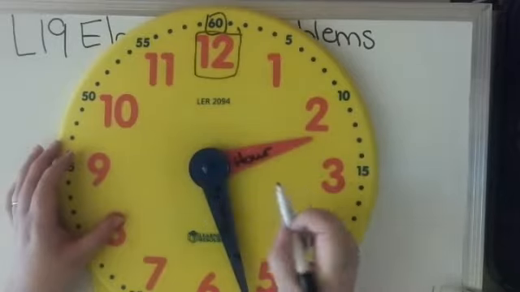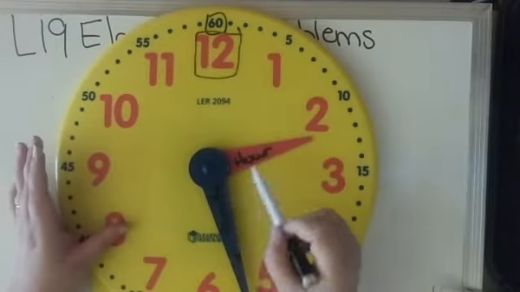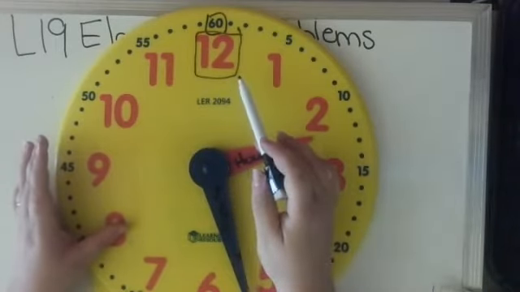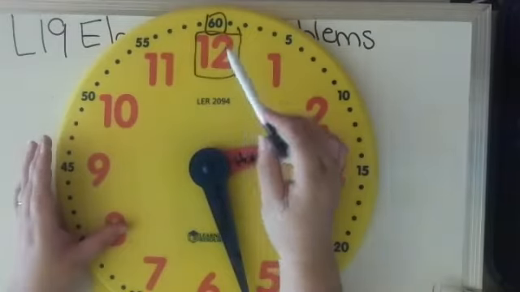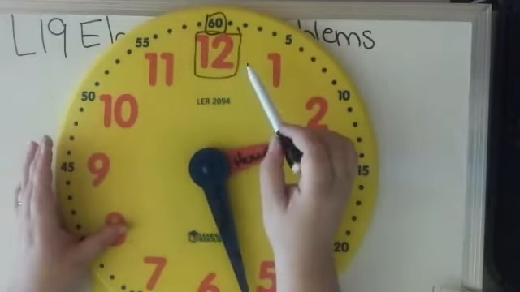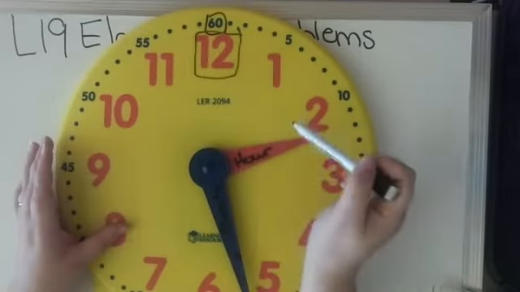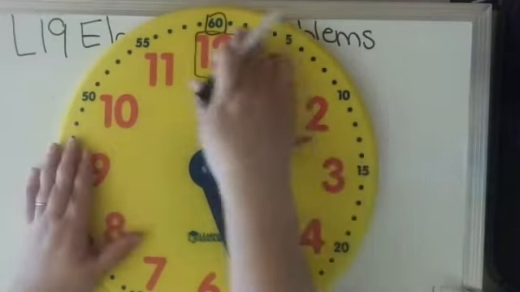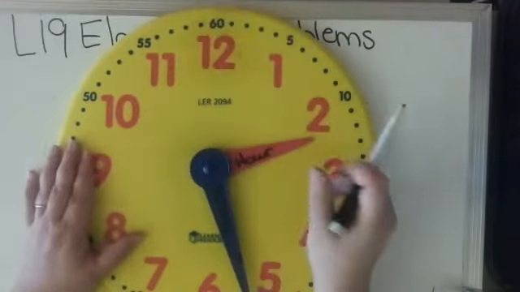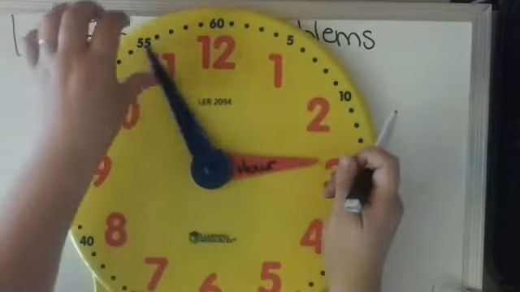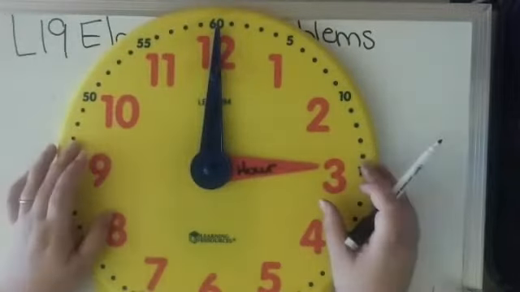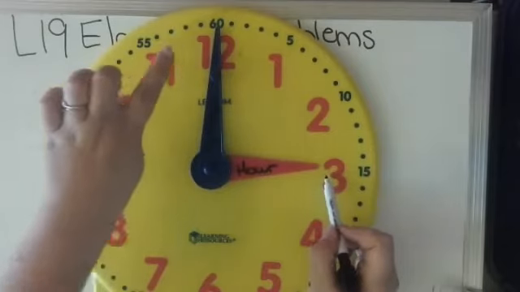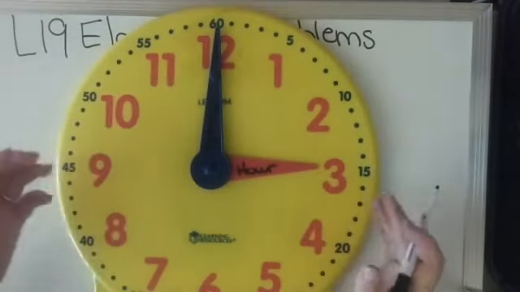I don't know how well you can see that, but those are there. So hour, minute, okay? The numbers, the 60, which is blue, is the minutes. The big numbers, the red ones, are the hours. Blue's minutes, red hours. So if I had, for example, this time, it would be the hour 3, and because it is 60, this is called o'clock. So it would be 3 o'clock.